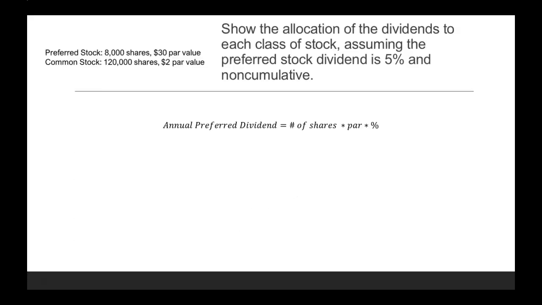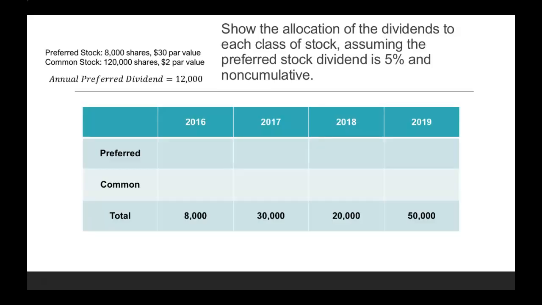So, before we can show the allocation, we first need to figure out how much our preferred stockholders are supposed to be getting. The way that we find that is we take the number of shares of preferred stock, multiply it by the par value, multiply it by the dividend percentage. So we have 8,000 shares, $30 par value, 5%, and we see that preferred stockholders are supposed to be getting $12,000 every year. Now we can start allocating our cash dividends.